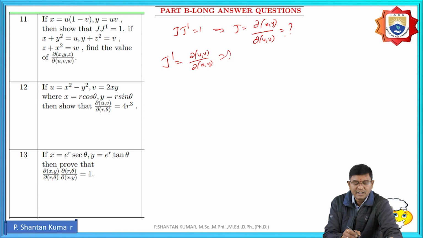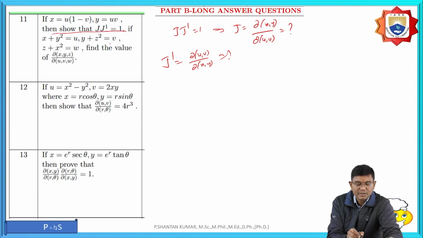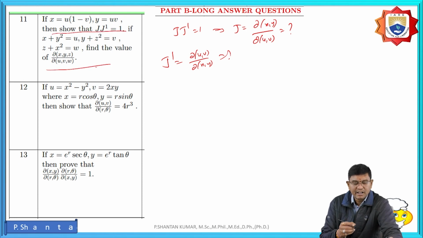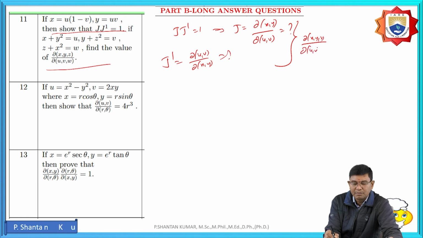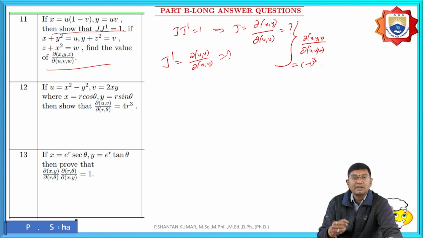Again, after that there is one problem, and the second one is also similar. In the second one we are going to observe ∂(x,y,z)/∂(u,v,w). We need to find it using (-1)^3 into, that is the implicit formula. Why? Because it is a complicated given.